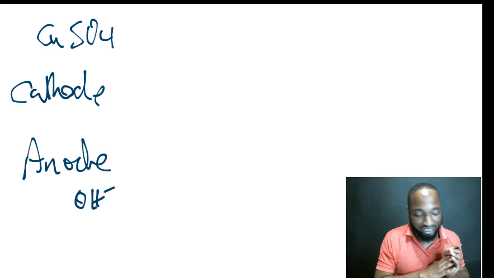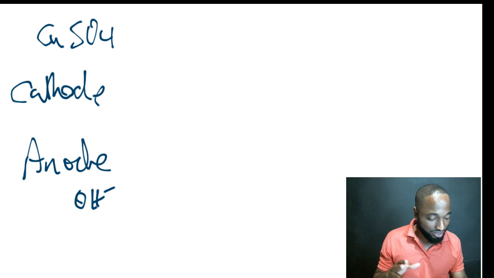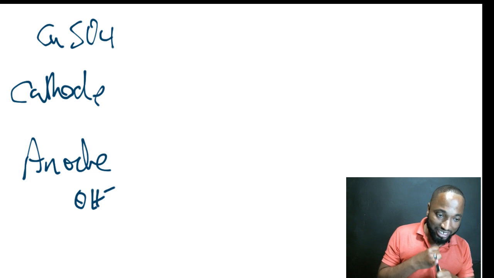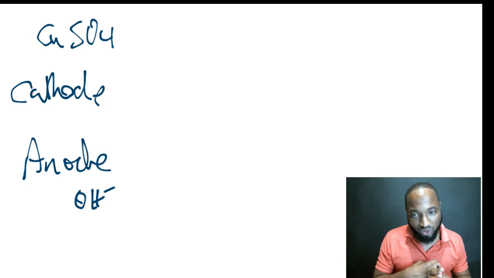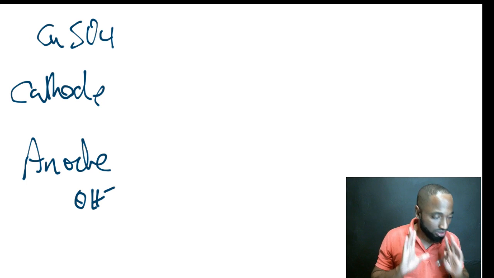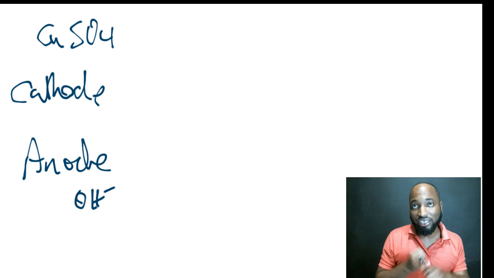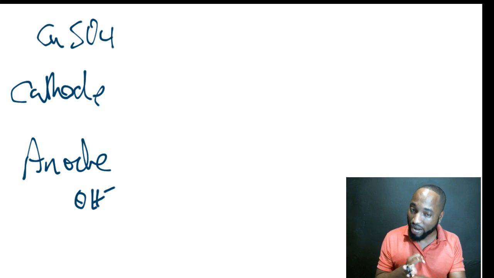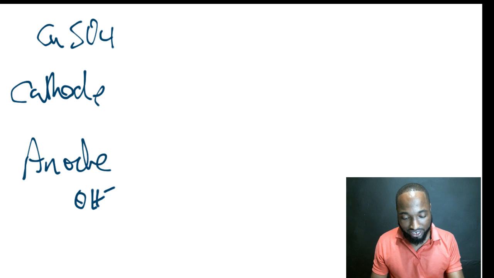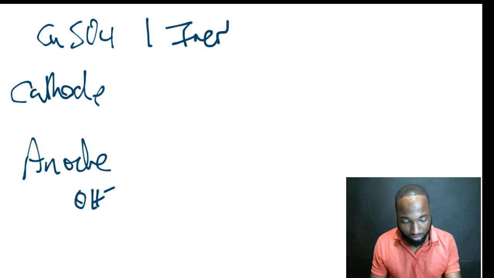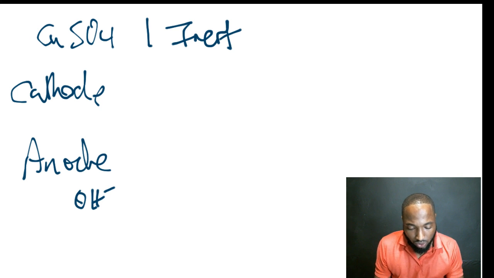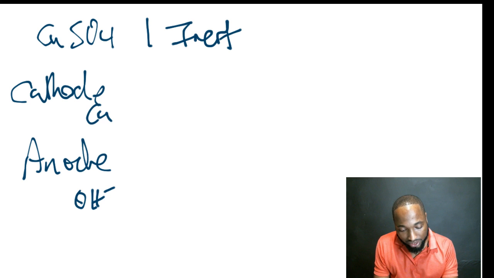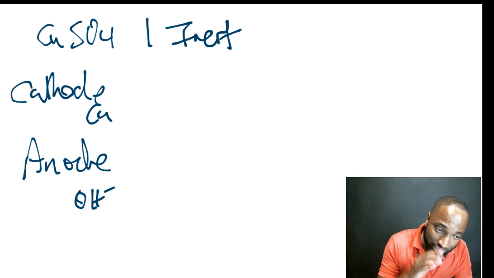Everything is going to be OH minus at the anode, except when it's brine and you get the Cl, or except when you have an active electrode with the copper. Cool? Good. But if you have an inert electrode, let me say we have copper with an inert like platinum or graphite, platinum or carbon in the form of graphite, what's going to happen at the cathode is you're going to get the copper. The copper is going to come out instead of the hydrogen this time because copper is just lower.